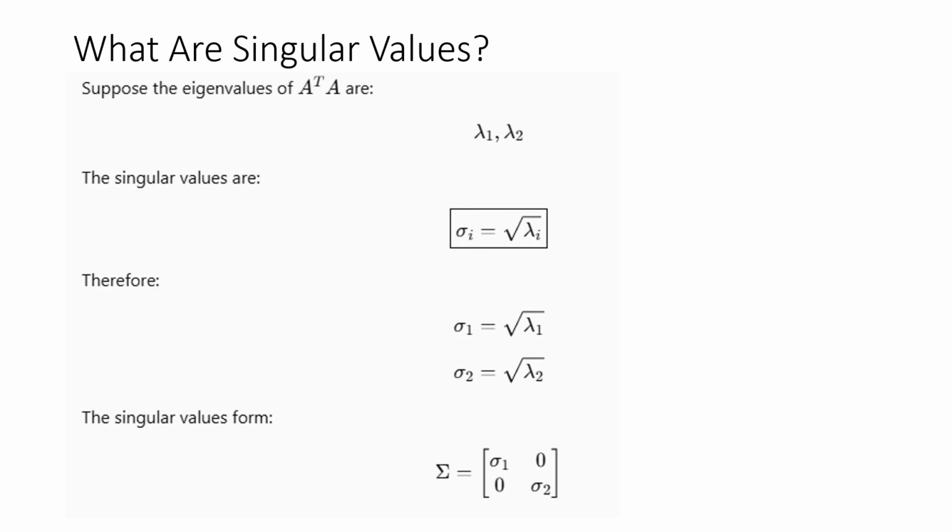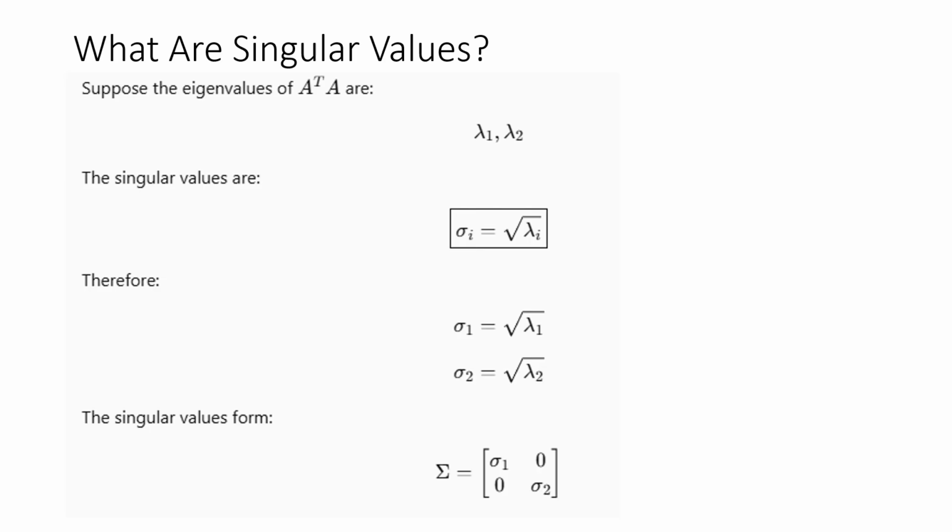Now, next is what are singular values? Singular values means sigma. The matrix is split into three. First we computed V and next we are going to compute the singular values. So how are these calculated?